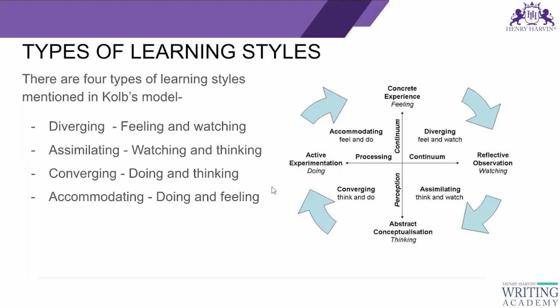Now, these are the four important types of learning styles mentioned in Kolb's model. One is diverging, then assimilating, then converging, and accommodating. The name itself indicates that you can easily guess what it will be. First one is diverging, like feeling and watching. I think these styles we have already learned previously, like listening, watching, in combination with verbal and visualization. The same thing, but they have given the names in a different way. The next one is watching and thinking. The third one is converging, doing and thinking. And accommodating is doing and feeling. The combination of all together.